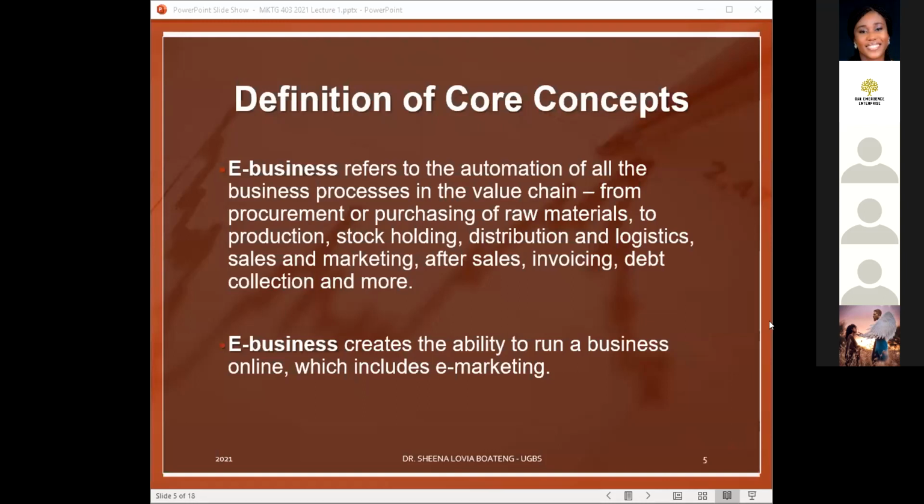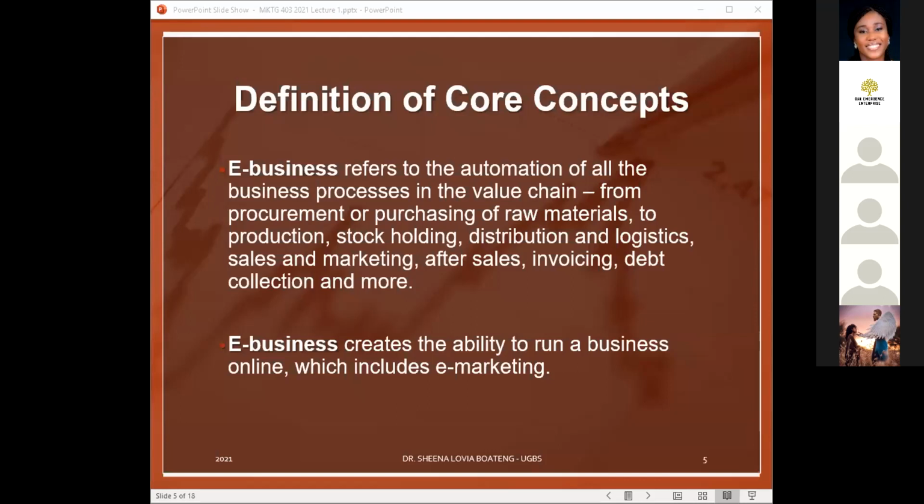So let's start with the definition of e-business. So what is e-business? E-business is basically the automation of all the business processes in the value chain. Now, you haven't done marketing management yet, so you will not know about the value chain. But you are supposed to learn about the value chain in marketing management. And before you do that, I'm going to give you a brief synopsis of it in this class so that you can appreciate what we are talking about when we refer to the automation of business processes in the value chain.